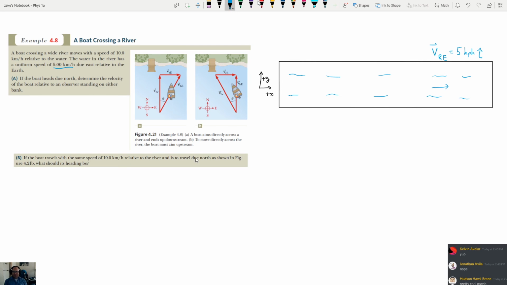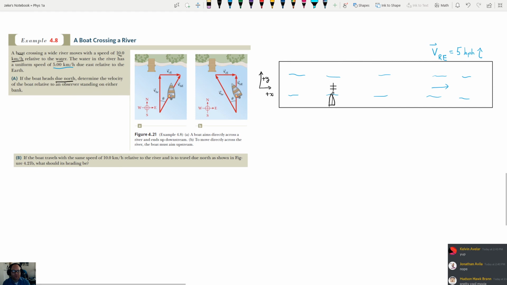So the river's moving like this, and we have a boat that wants to cross the river. And so we're going to put a boat in here. So here's our boat. What does it say? It says, if the boat heads due north, determine the velocity of the boat relative to an observer standing on the river bank. And we also know that the boat moves with a speed of 10 kilometers per hour relative to the water. Okay. So for our boat, we're going to need a vector for this one.